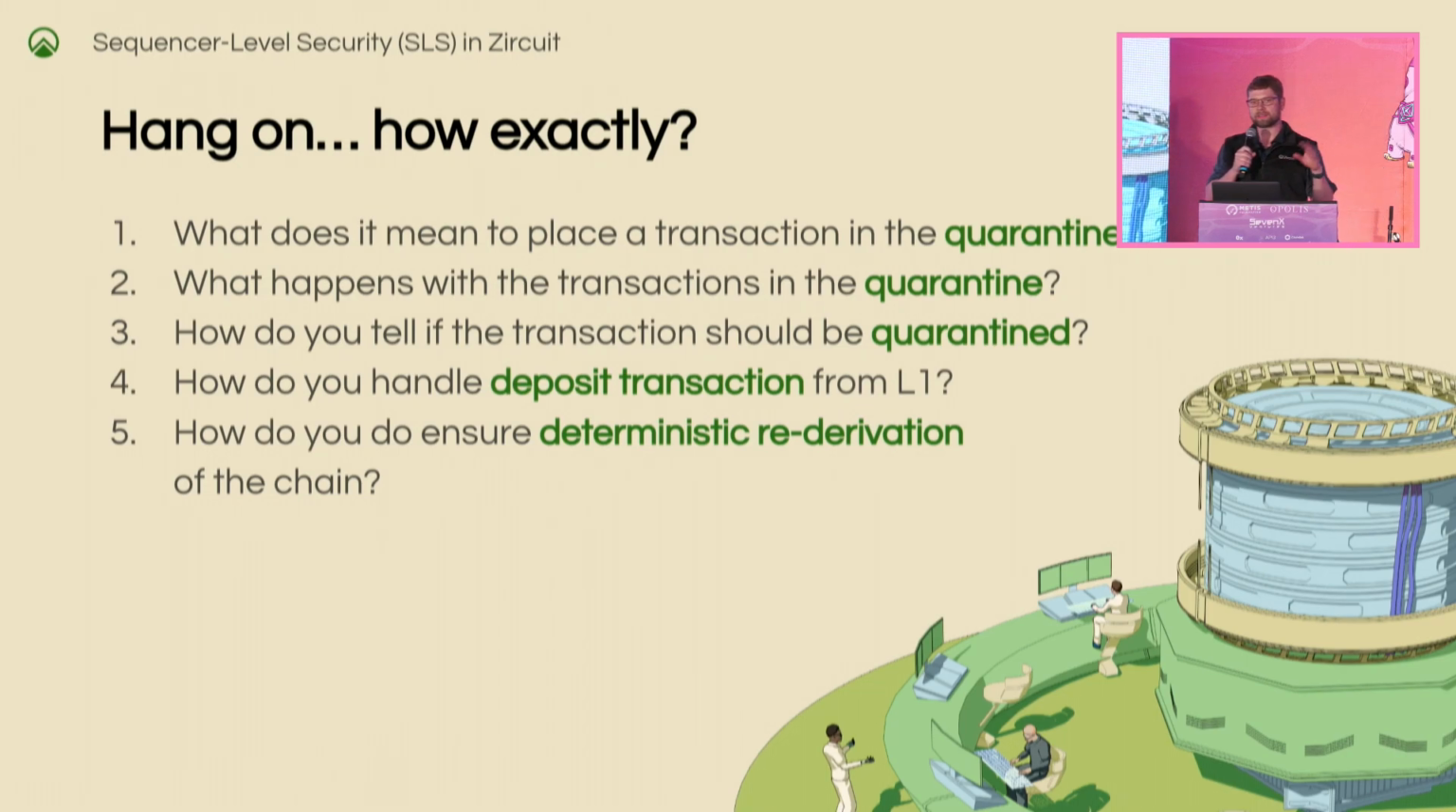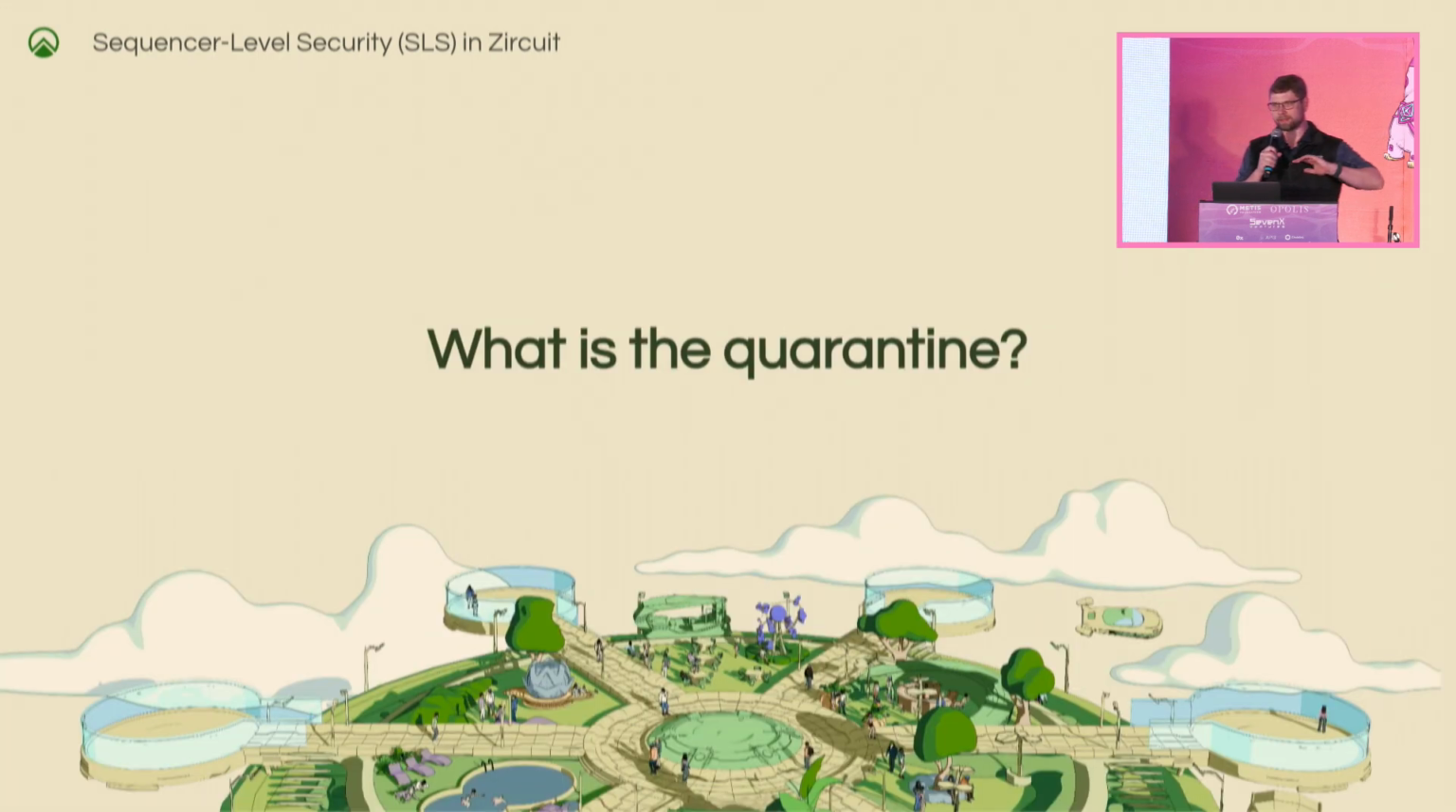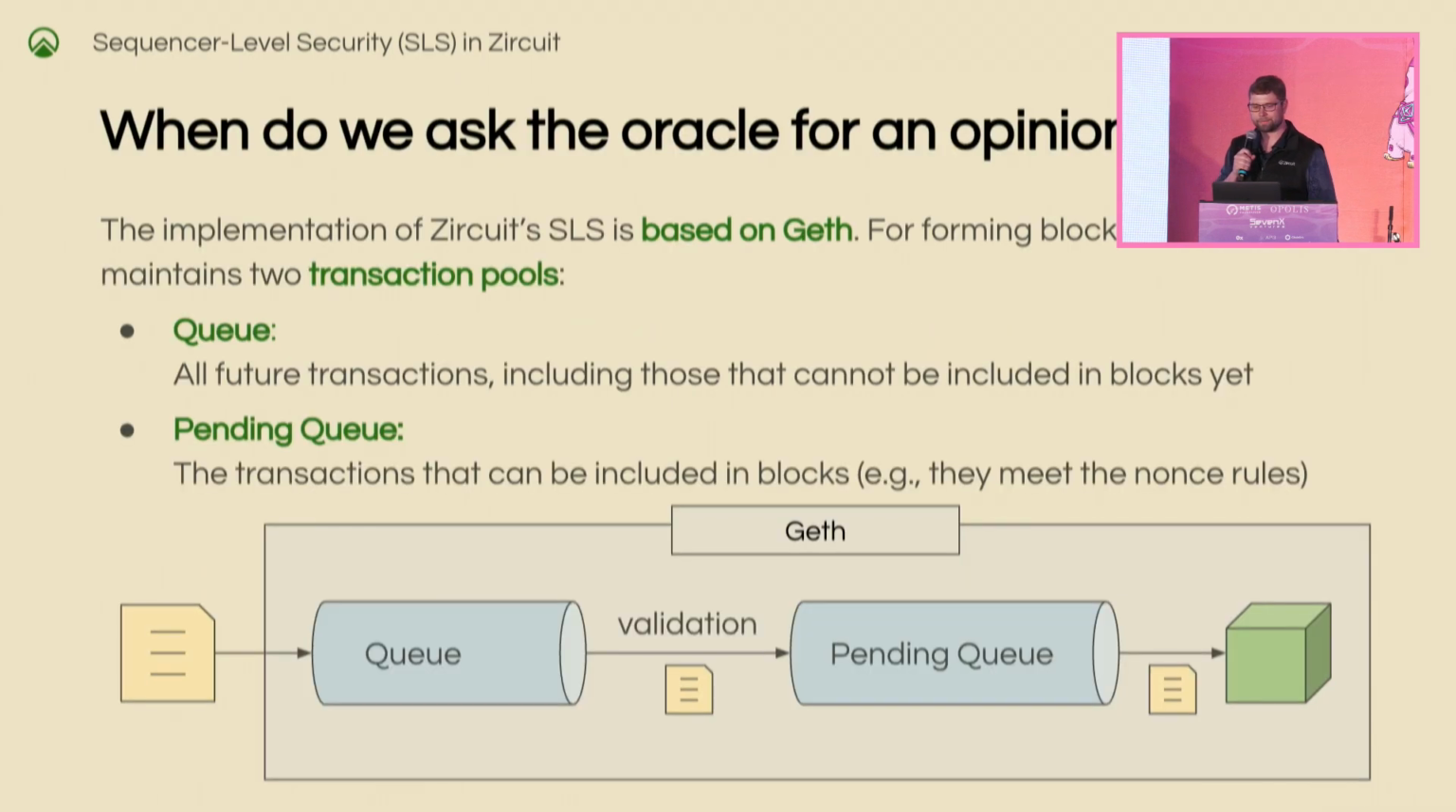And then we also have some specific or special types of transactions. I'm going to call them here deposit transactions from L1 that, if you know something about rollups, also require some kind of special handling. So I'm going to address these topics in the rest of the call. So the first question: what the hell is the quarantine in the first place, right?